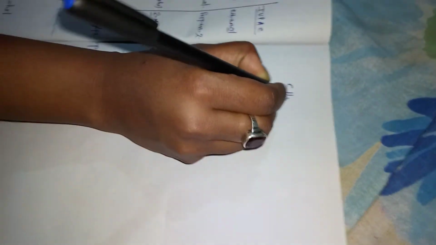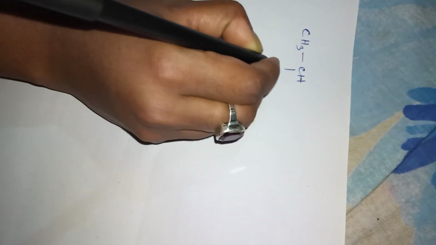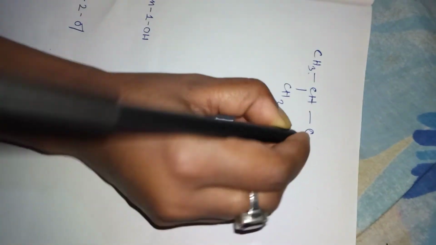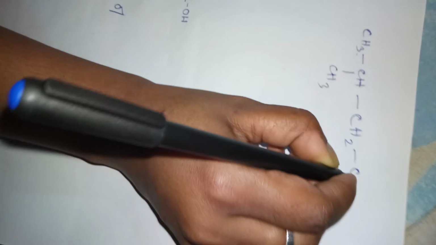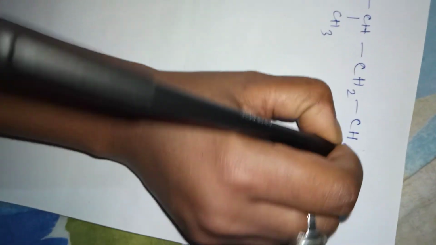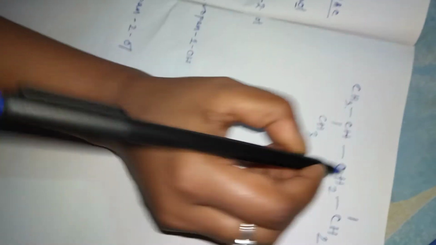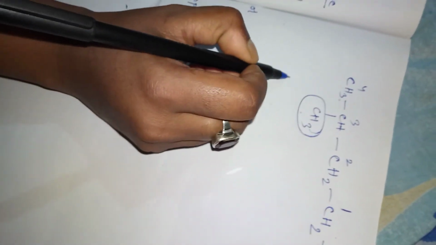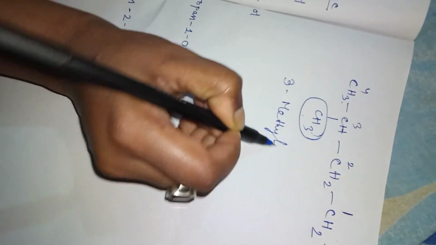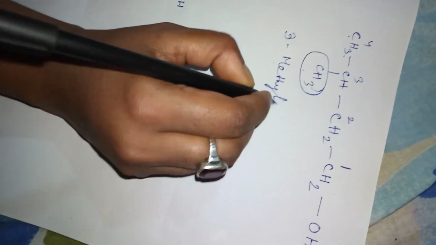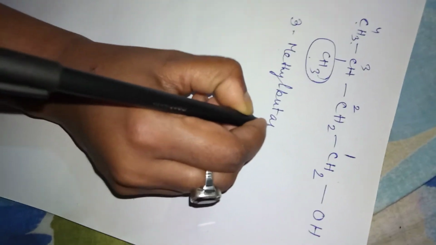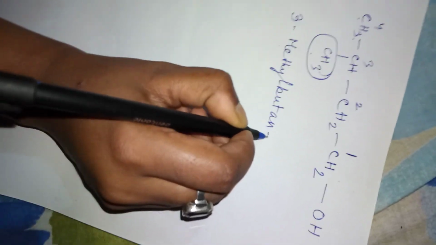Suppose you have this type of compound, CH3, CH3, 1, 2, 3 and 4, CH3 CH CH2 CH2OH. What will be the name of this compound? First of all, this compound will get numbers 1, 2, 3, 4. As in the third position a methyl is there, it will be 3-methyl. How many carbons are there? 1, 2, 3, 4. 4 carbons in the main chain, so it will be butan, and then we will write 1-ol, or you can simply write butanol.